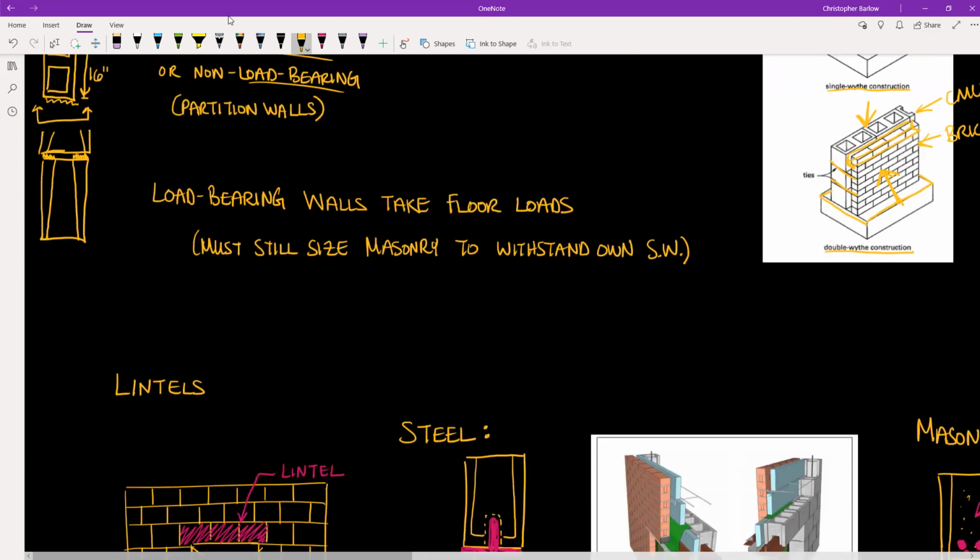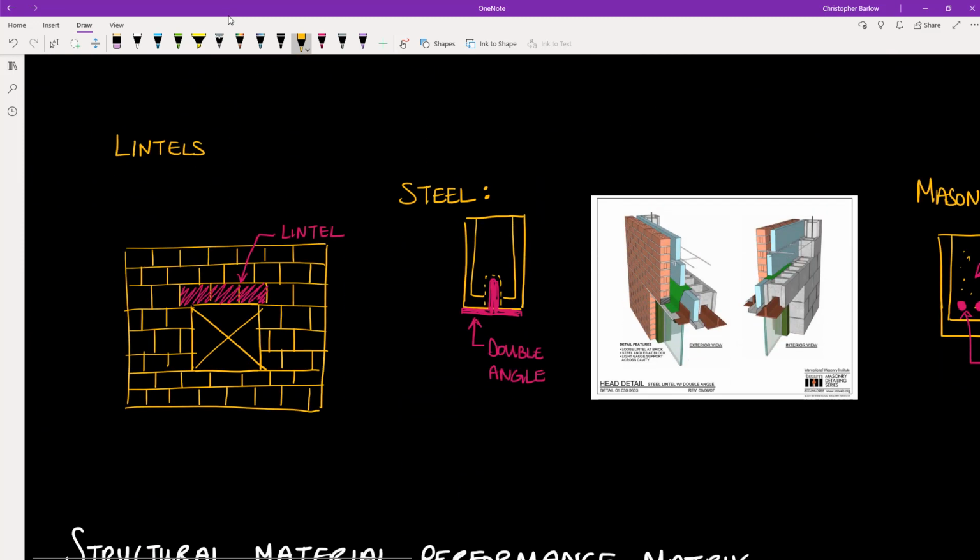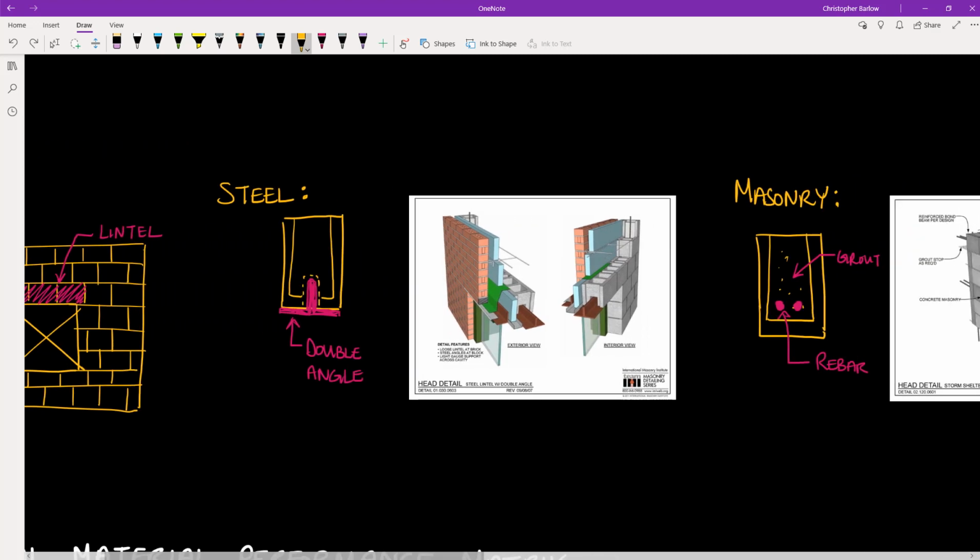Now, moving on, we can also have openings in masonry walls, and the block over these openings will need to be supported somehow for their own self-weight. And we do that through the use of lintels. And lintels can either be steel, as in this example, where we cut out a chunk of the bottom of the block and insert a double angle for the block to bear on.